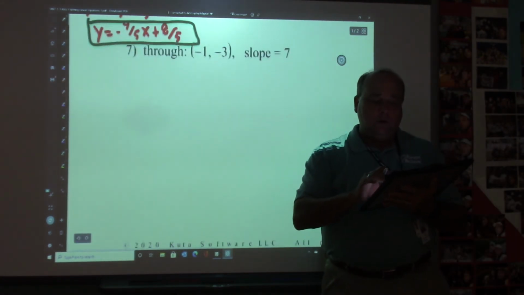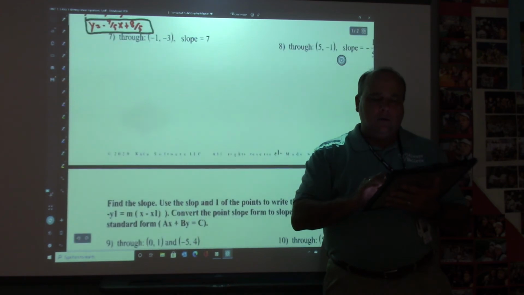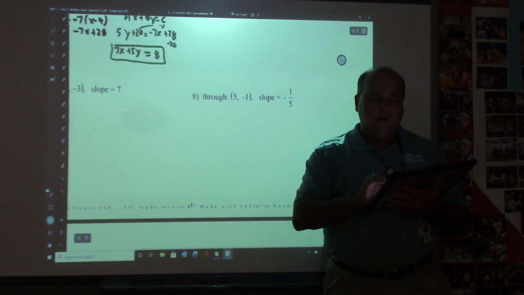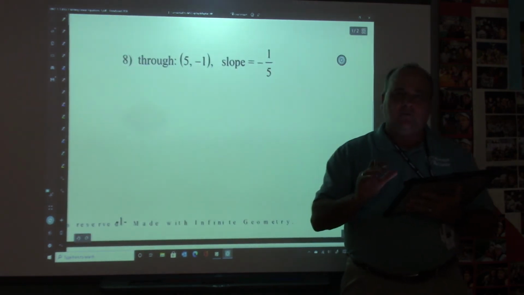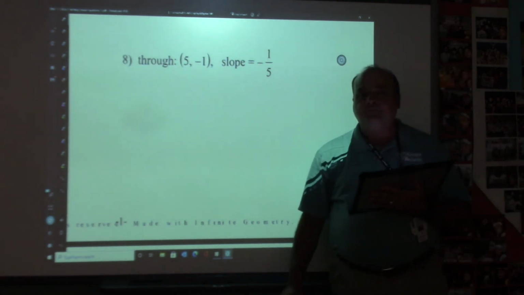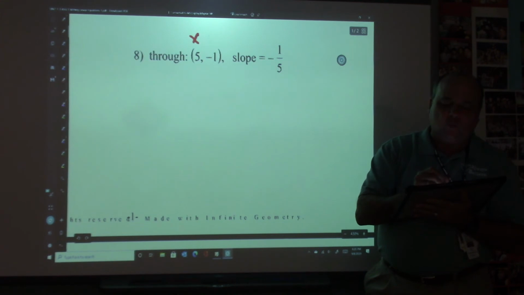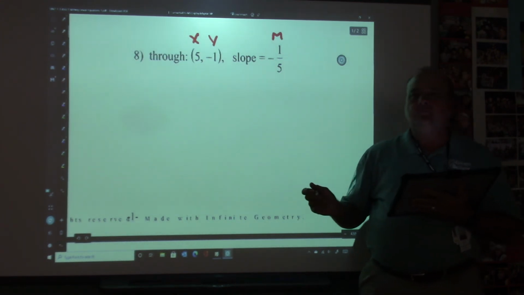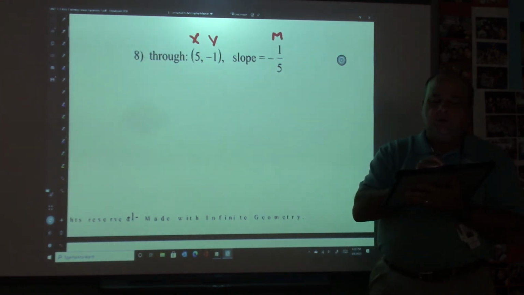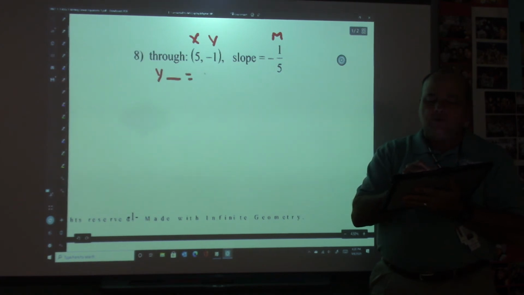Let's do number 8. This is pretty tough, okay? I'm going to do a lot of these with you. Okay, so number 8. Let's write down x, y, and m. Then we're going to write down y blank equals m parentheses x blank, right?